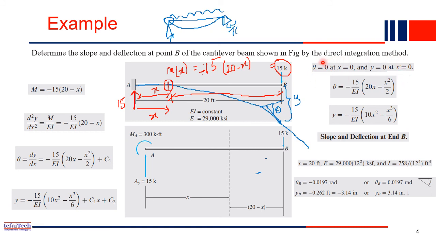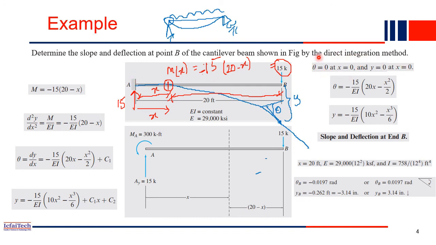What is boundary condition? Boundary condition means at A, what is the slope? At A, slope is 0, right? Because deflection started from here. So if you draw a tangent at this point, it will be simply horizontal, right? So slope at A is also 0. So the slope at x equal to 0, theta is also 0, right? x starts from here, x equal to 0, and here x equal to 20 at this point. So at x equal to 0, you have theta also 0.